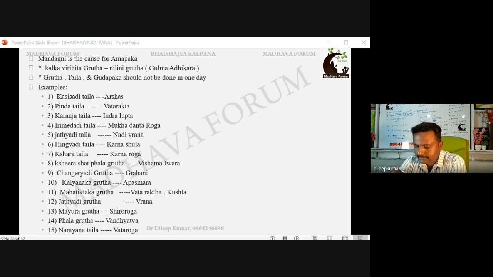So key ingredients: Dadima, Trikatu, Kanda Sharkara, Trijataka, etc. This Dadimashtaka Churna can be used in case of Aruchi. Okay, it's a Ruchikaraka.